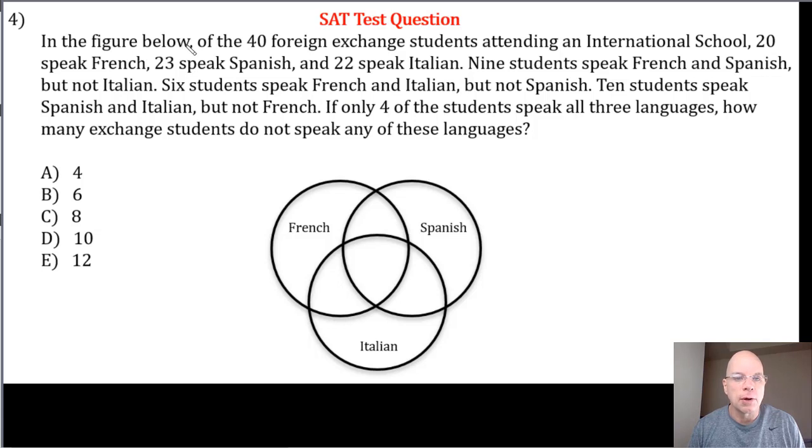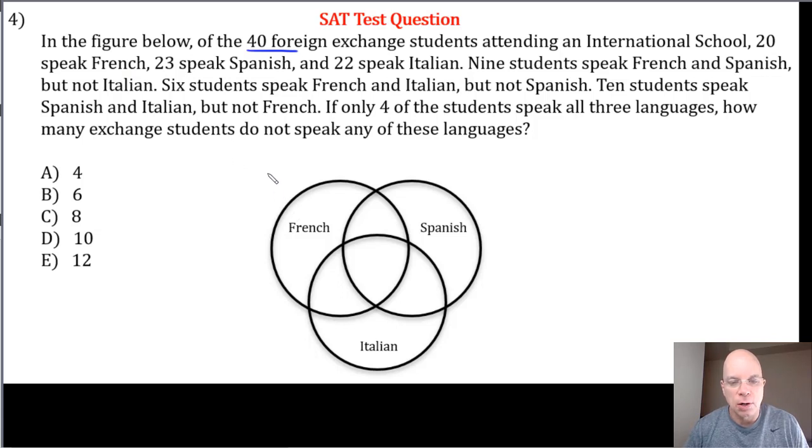So in the figure below, of the 40 foreign exchange students attending an international school, I can't do anything with that information yet, that there are 40 foreign exchange students, because some of them might speak French, some of them might speak Spanish, some of them might speak both, but we'll probably need that information later. 20 speak French. Of the 40 foreign exchange students, 20 speak French.